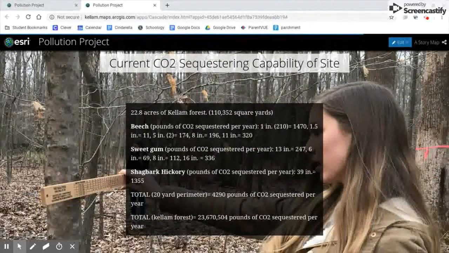We calculated the CO2 sequestration of the kelm forest by blocking off a 20-yard perimeter and identifying the trees in that area and determining their sequestration. We then applied that number to the total acreage of the kelm forest to find the approximate sequestration of the total.